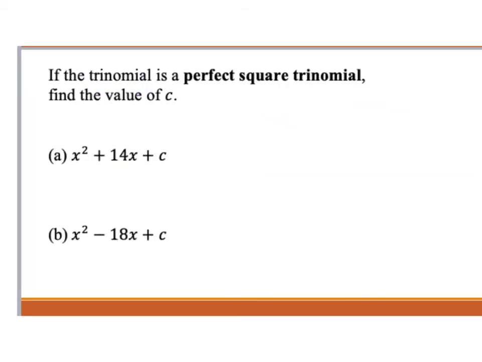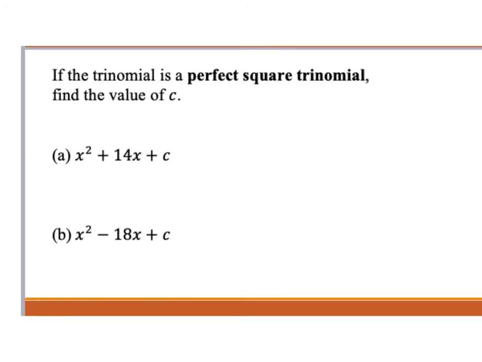So let's try to use those properties to solve some simple problems. Over here, if the trinomial given is a perfect square trinomial, find the value of c. So remember that the formula for c is c equals b over 2 squared. So over here our b is 14. So c will be equal to 14 divided by 2, which is 7, and 7 squared is 49.